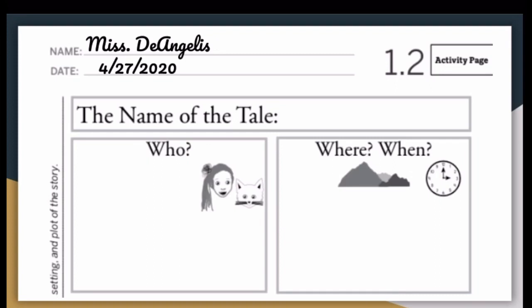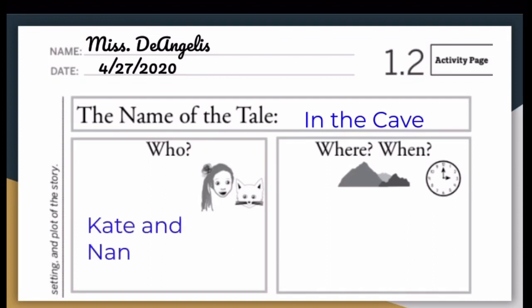Do you remember what the name of the tale is? If you can't, look back at your story. Right. The name of the tale was In the Cave. Who were the characters in the story? Right. Kate and Nan.